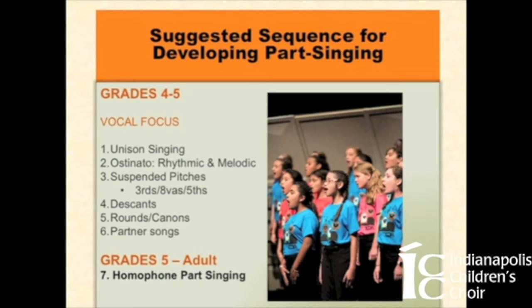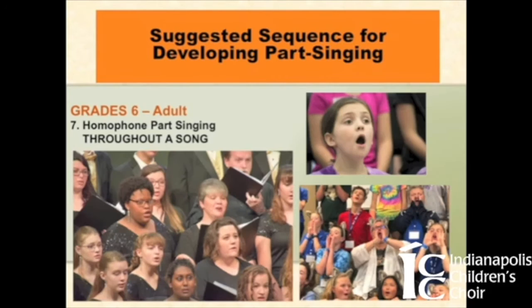I introduced what a round or canon was in 2nd grade, but we made sure that our focus of singing was still unison singing and ostinatos in those early years and saved our rounds and canons and partner songs for our older grades. Homophonic part singing, of course, is wanting to sing in chords and all different styles and techniques and fugues and whatever. So those could be focused on in 6th grade on up, as well as we still maintain singing all the other forms and techniques of part singing.